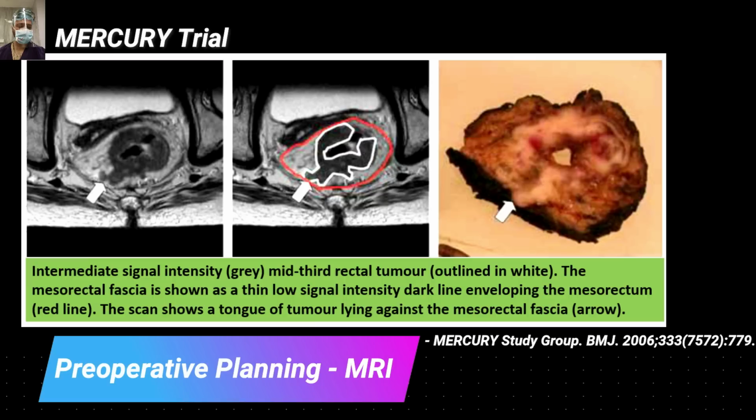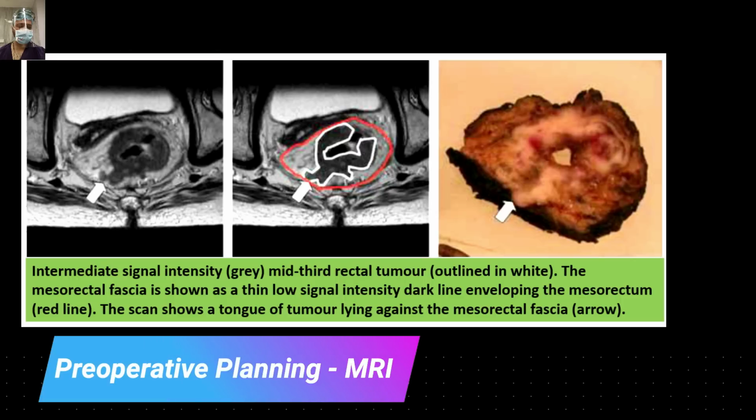So this is how the MRI can be helpful. Every patient with carcinoma rectum should have an MRI pelvis, and this should be discussed at a tumor board or multidisciplinary meeting. In a case like this, the planning should have been an APR, and we should have gone wider so that we could achieve wider resection margins.